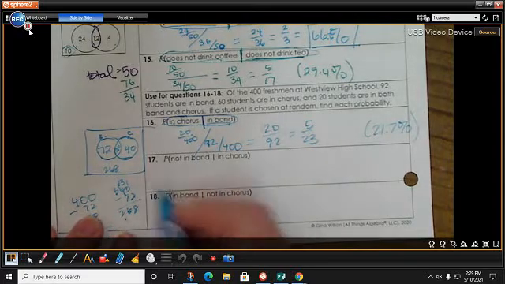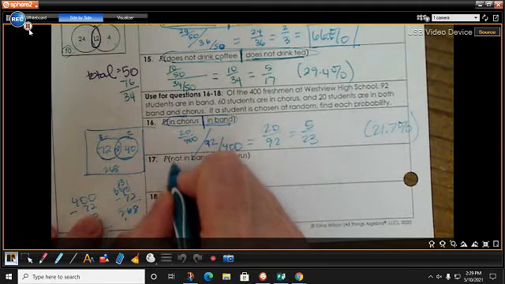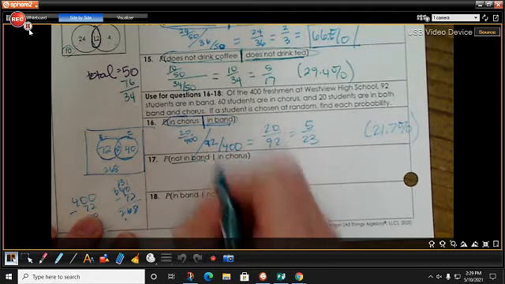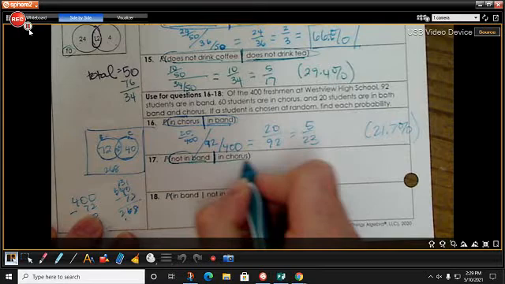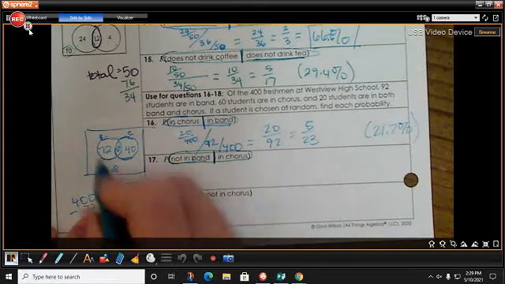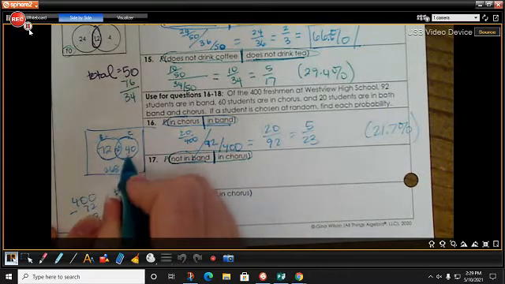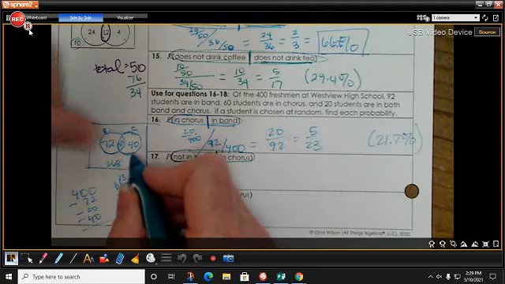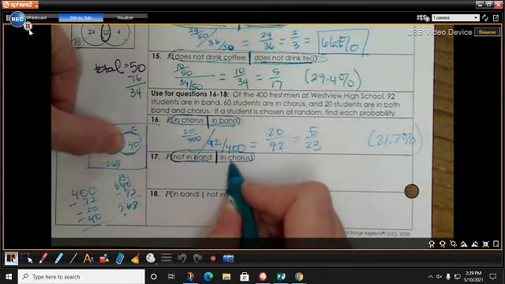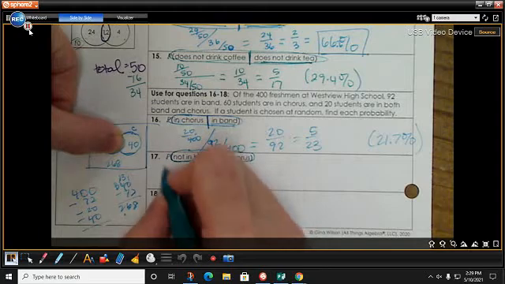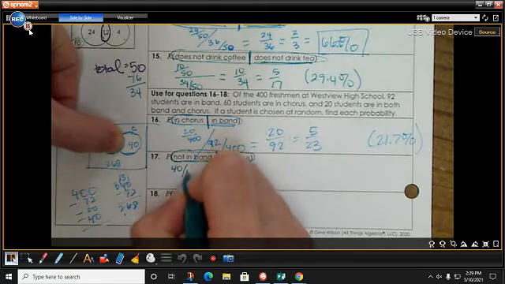Let's try another one to see if I can do it without being confusing. I need to know the probability that I'm not in band given that I'm in chorus. So I'm going to be looking for both of them at the same time, not being in band, but yes, being in chorus. So not being in band is everything but this. But if I also need to be in chorus, that's just 40. So that's 40 out of the 400.